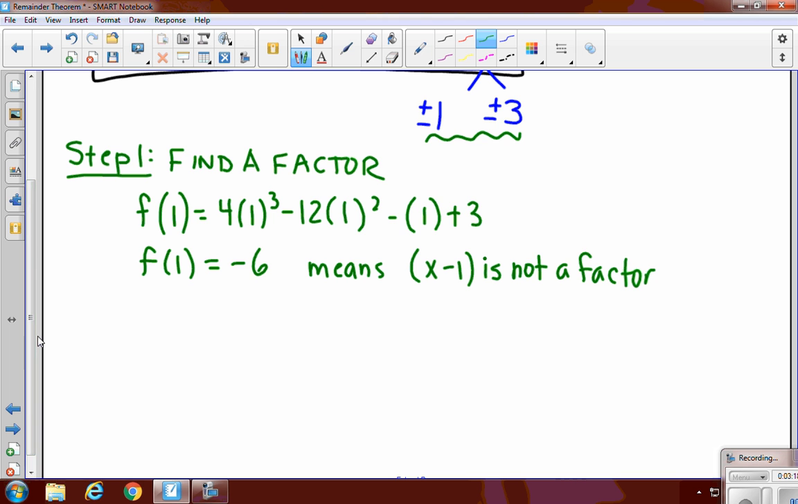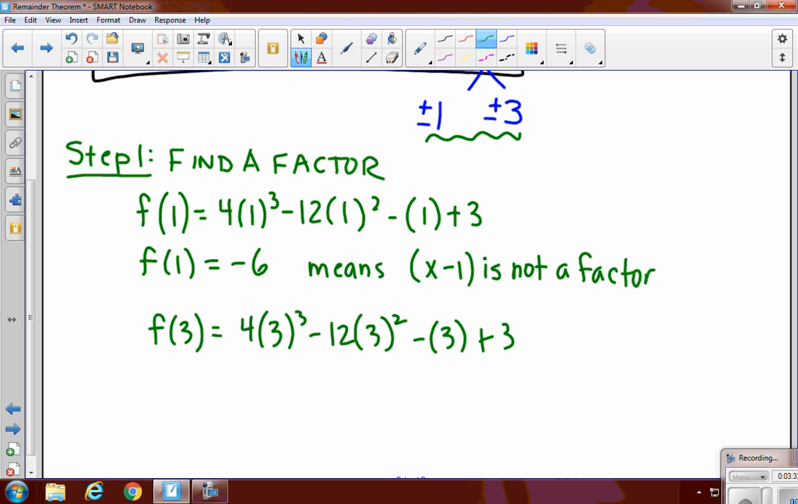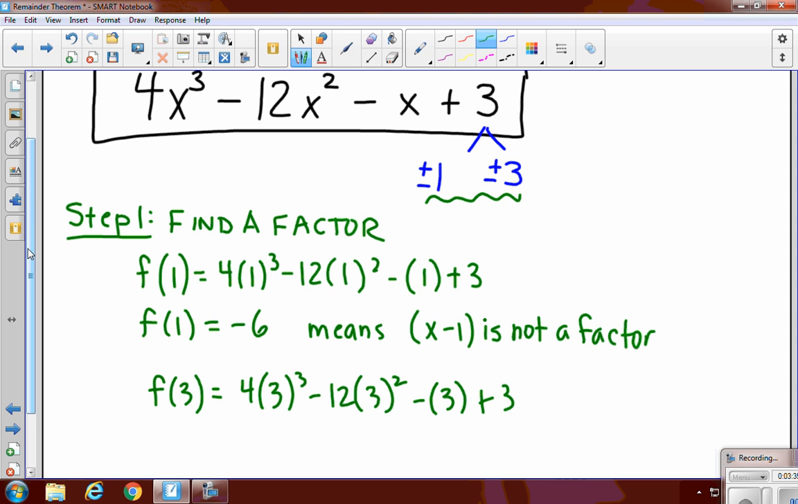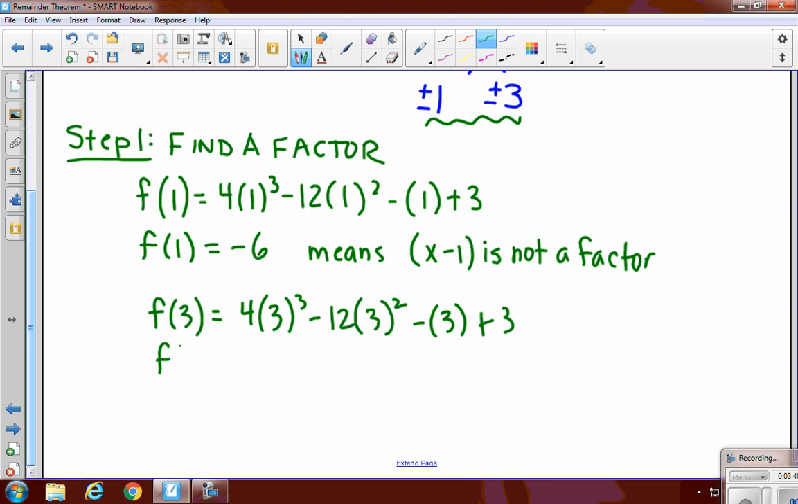So let's just try a positive 3. So we're going to put a positive 3 in. We're going to substitute it in. So 4 times 3 cubed minus 12 times 3 squared minus 3 plus 3. And that's all from what's in the box up here, that original cubic function. And when you go and crunch these numbers, you get to see that, hey, when I evaluate it at 3, this whole thing equals 0. The remainder is 0.